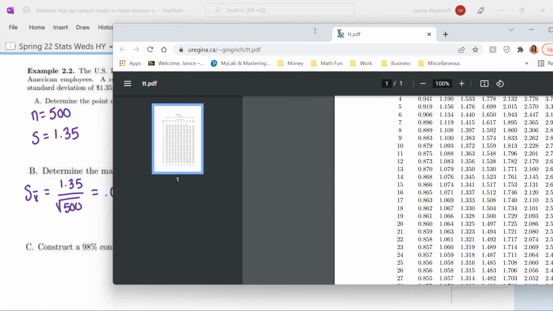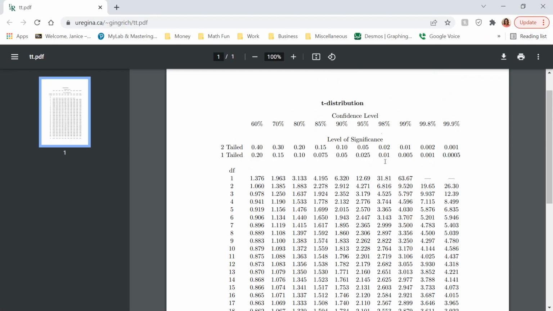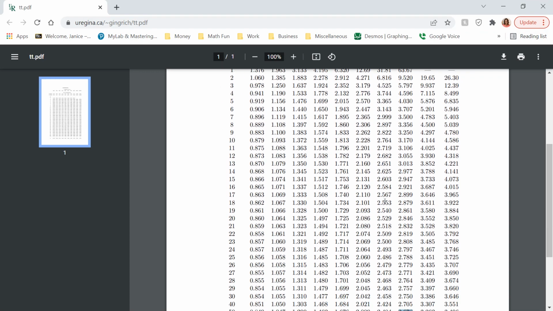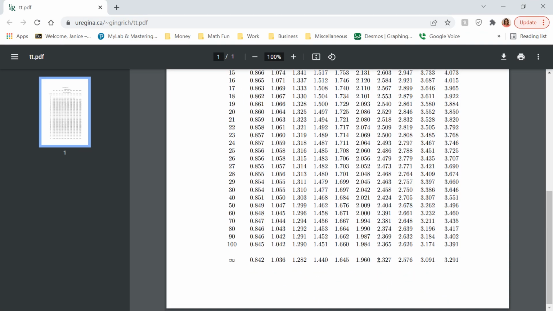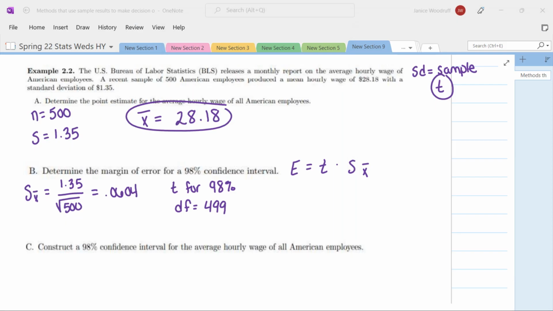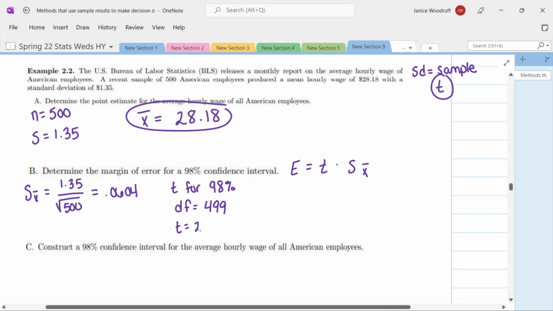I go over to my chart. 98% is this column here. So that's going to be this, 2.327, for my t value. Okay, or if I want to do that in my calculator, I would do inverse t. Then my area would be 0.02 divided by 2, so 0.01. And then degrees of freedom, 499.